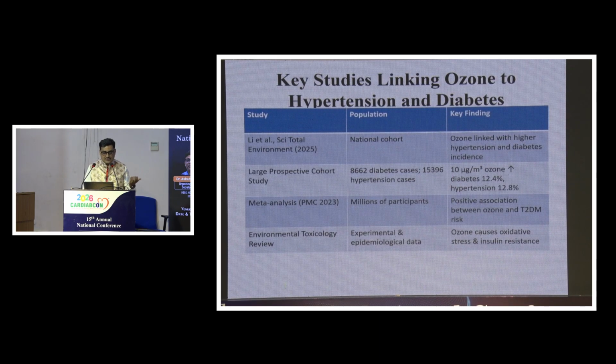And there are several studies like Lee et al., large prospective cohort studies. I am not going into the details of the studies, but all the studies show that with long-term ozone exposure, there may be development of endothelial dysfunction, oxidative stress and damage to arterial stiffness, ultimately leading to hypertension and diabetes.